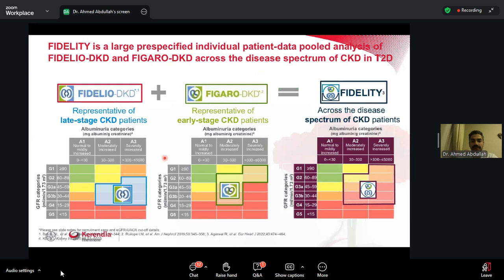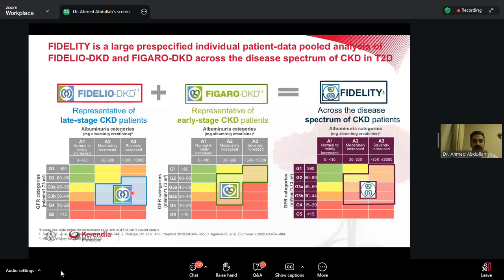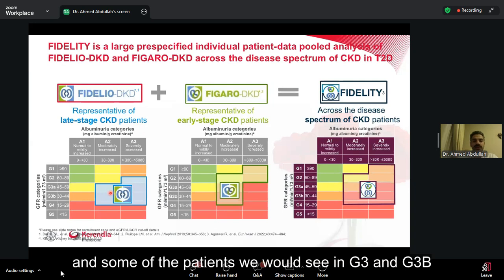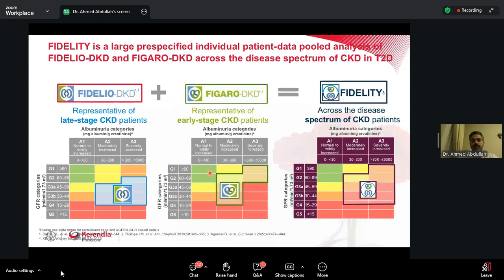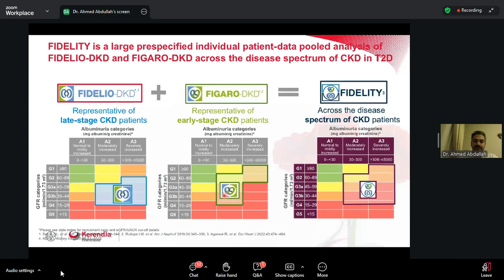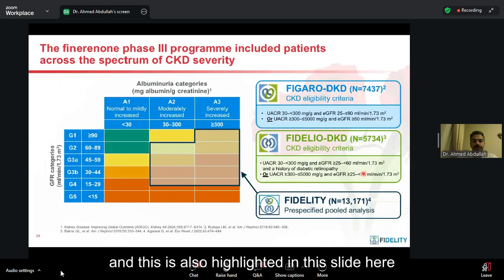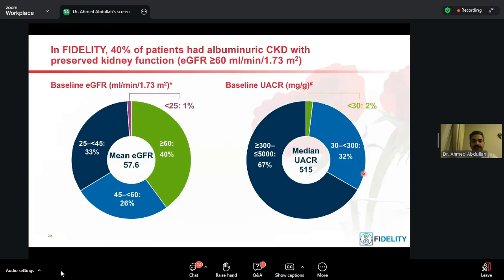Now, if we add them together, we will have more data and a wider capture of patients, because Fidelio had most patients with A3 and some of the patients we would see in the G3 and G3B, whereas Figaro had a broader range of eGFRs. And if you combine them together, if you have a pooled analysis, you have a bigger cohort, a more accurate reflection of the patient population that we see every day in our clinics. And this is also highlighted in this slide here.